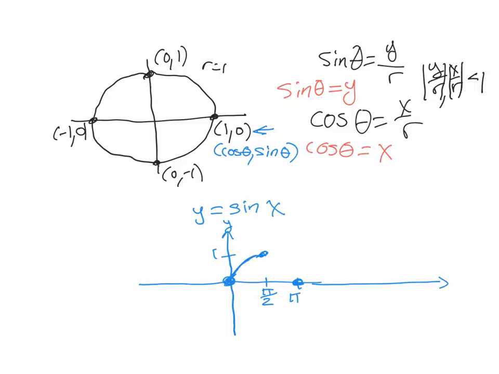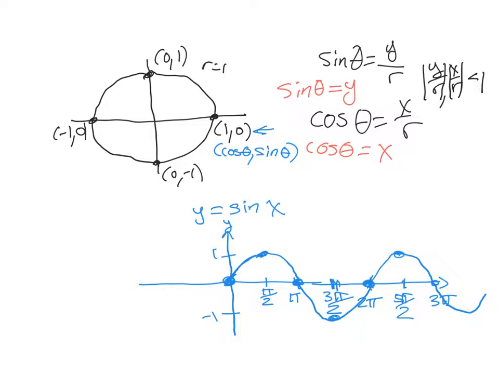And then continuing around the circle, 3 pi over 2 will be its lowest point, that lowest point being negative 1. And then at 2 pi, back up to 0. If we were to keep going, I'd be up at 1 again at 5 pi over 2, and then I would be at 0 at 3 pi, and so on. And it would just keep on going in the same fashion.